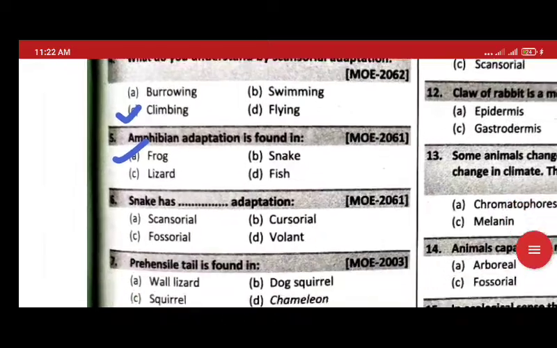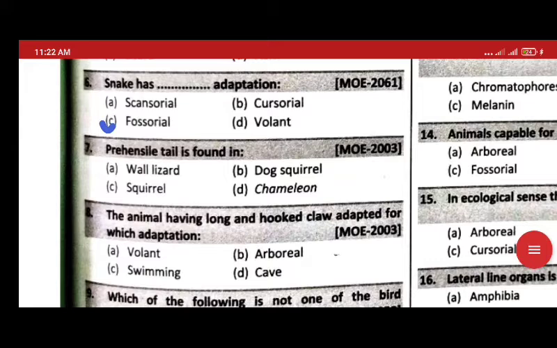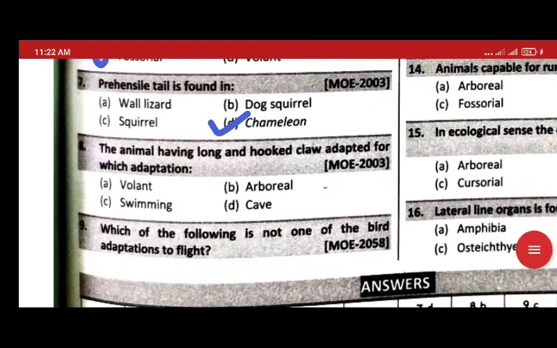Amphibian comes under frog. A snake has... So we all know that a snake lives in a burrow, so it is called fossorial adaptation. Prehensile tail is found in the tree, so the best option is chameleon. You can see. Now number 8.